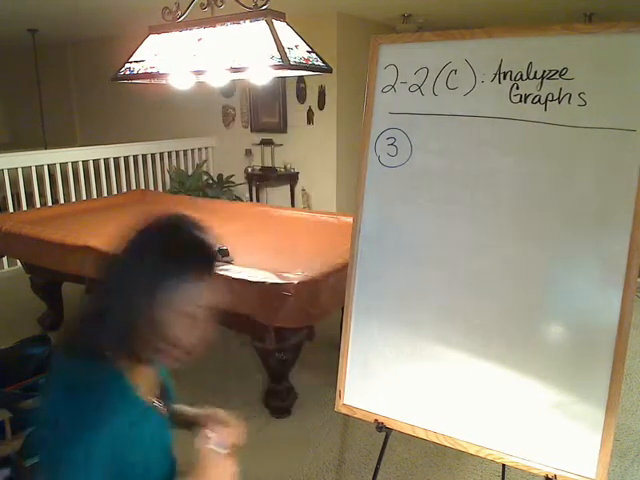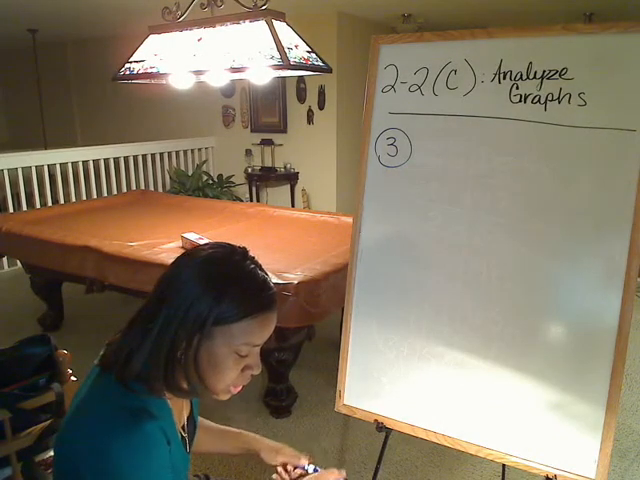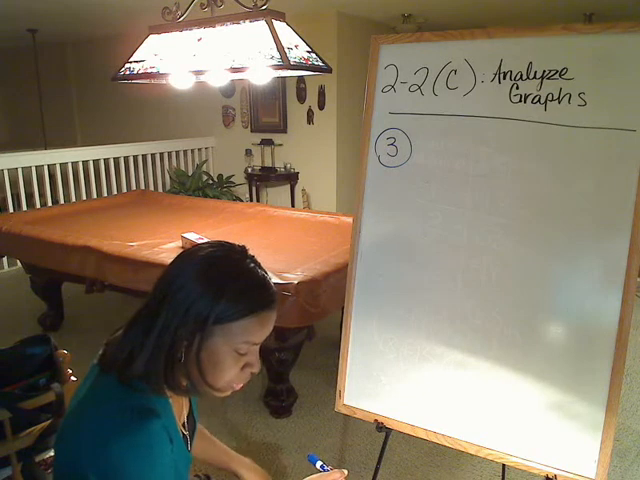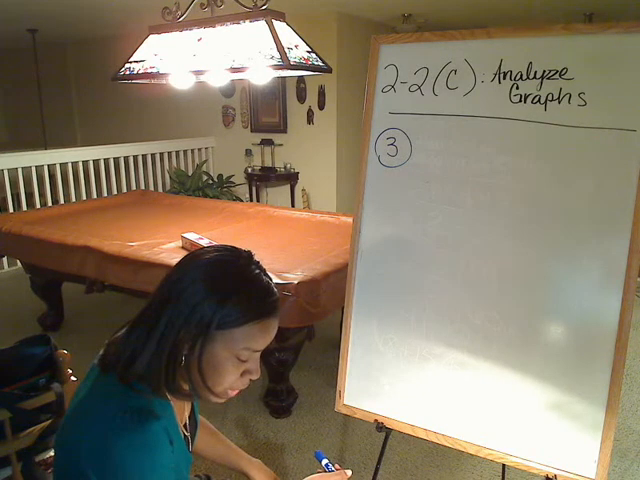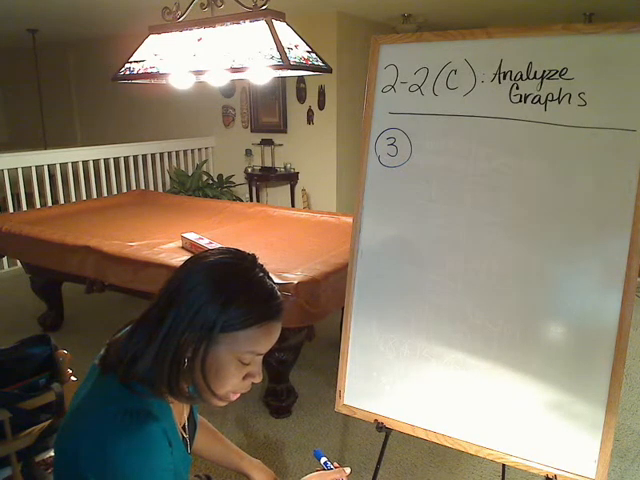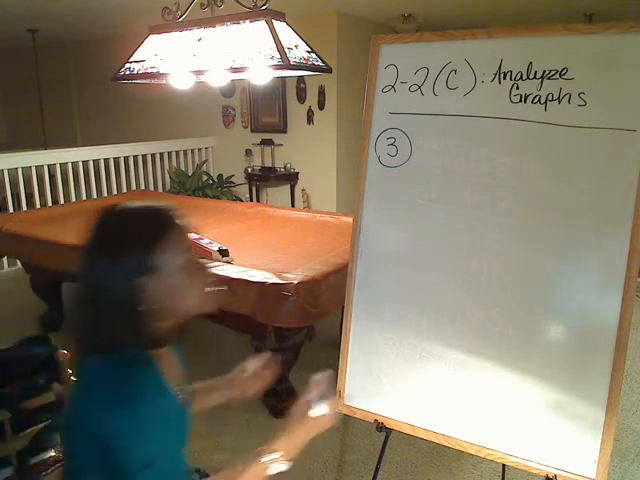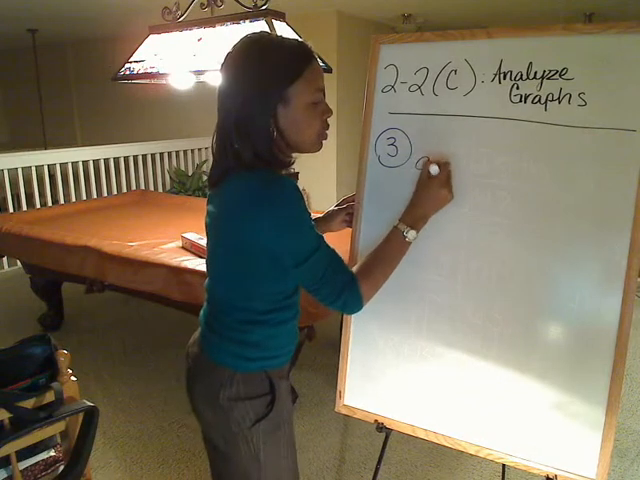Number 3 says the graph shows the amount of money an electrician charges for jobs that take a different number of hours to complete. Write the ordered pairs in the graph as a table. Okay, so that's what we've been doing. So let's make our table. This is part A.